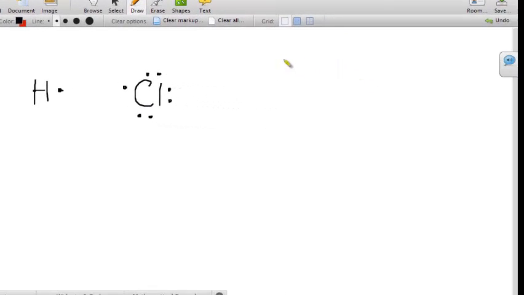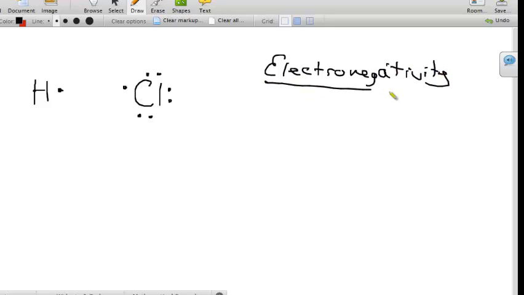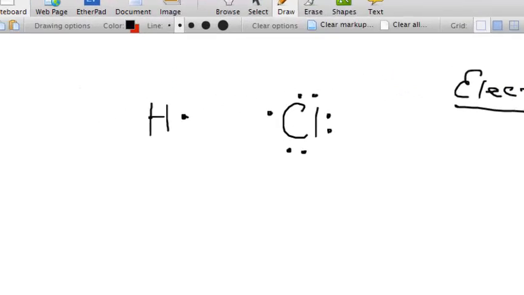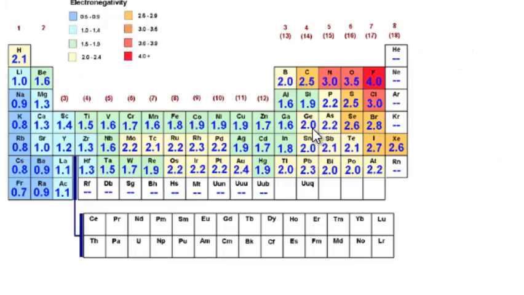The answer boils down to something called electronegativity, which you remember means electron greediness. It turns out that the electronegativity of hydrogen, the greediness that hydrogen has for electrons, and the greediness that chlorine has for electrons are very close. As a matter of fact, if I look it up on a table of electronegativities, I will see that hydrogen here has 2.1 and chlorine has 3.0.